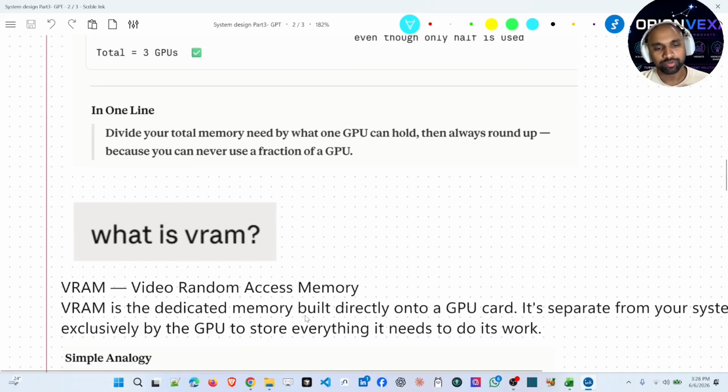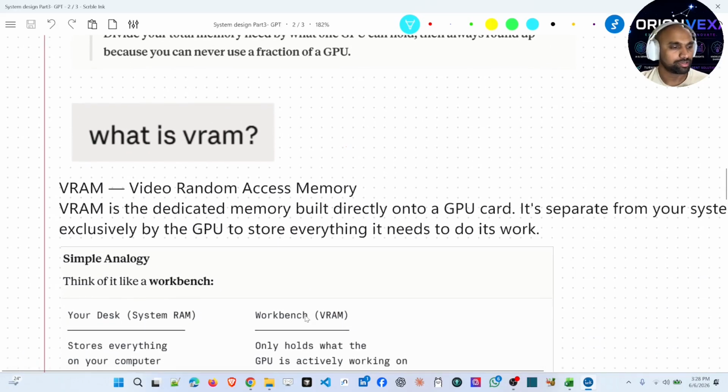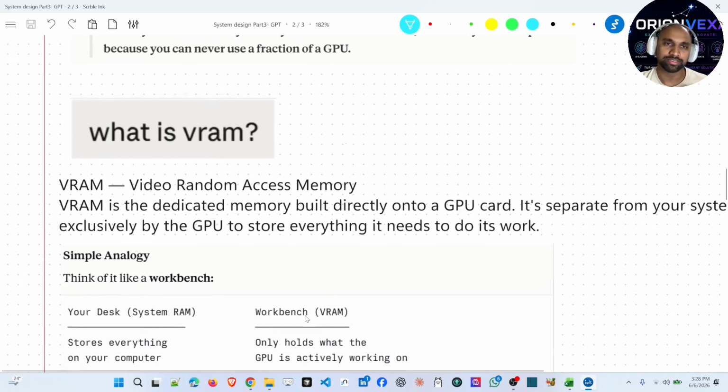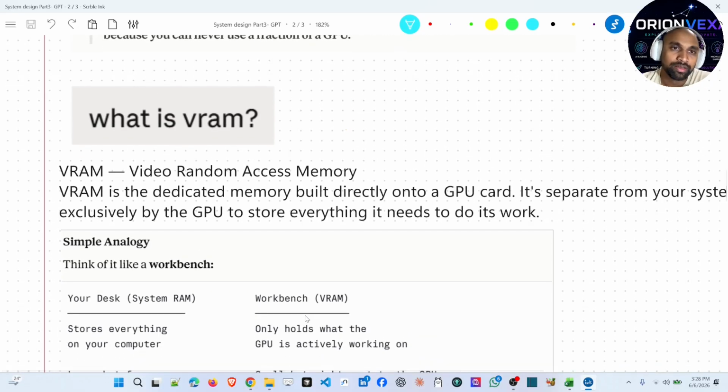So, next, coming to the VRAM. We have seen the requirement of VRAM in many places in our architecture. This is not architecture, it's capacity planning design. So what is meant by VRAM? VRAM is the video random access memory.